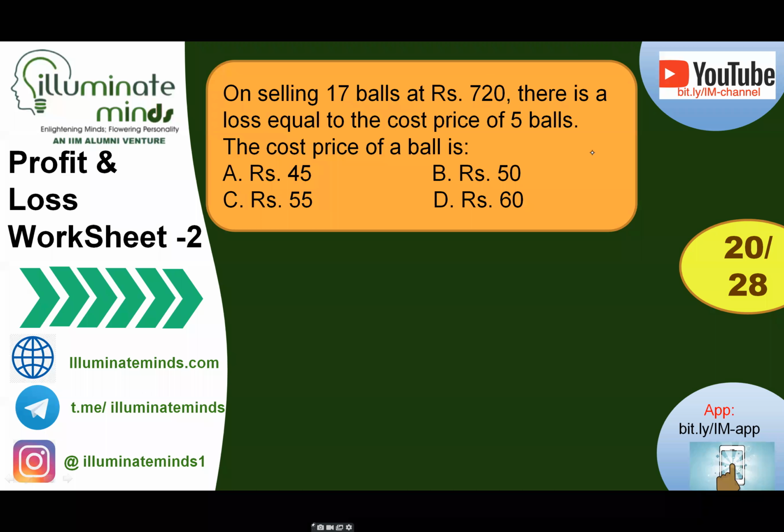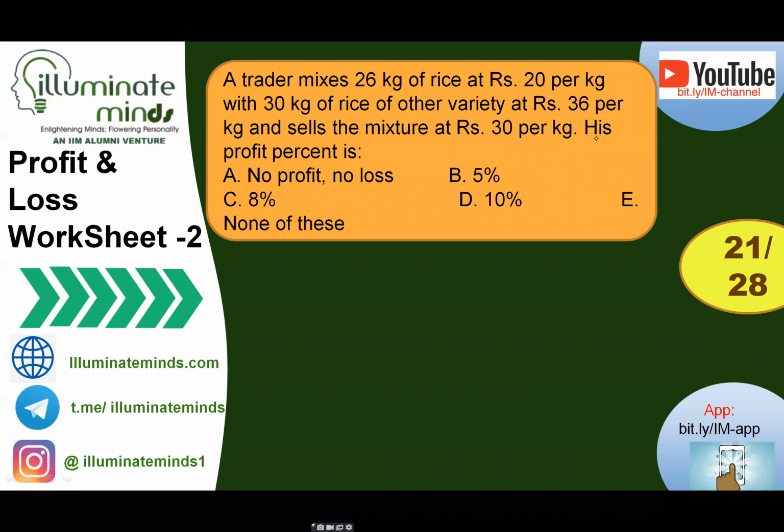Next one, question number 21. A trader mixes 26 kg of rice at rupees 20 per kg and 30 kg of rice at 36 rupees per kg, and sells the mixture at 30 rupees per kg. Find the profit percentage. This is again a question that needs mixture alligation. 20 rupees per kg, 36 rupees per kg, and this is 26 kg, this is 30 kg. I will solve it over here itself.